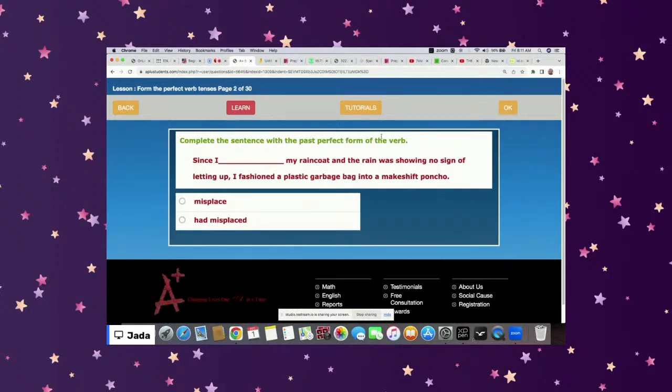Great. So this one also, what's going to be your answer? This is for the past. Since I dash my raincoat and the rain was showing no sign of letting up, I fashioned a plastic garbage bag into a makeshift poncho. So is it misplaced or had misplaced? So had misplaced? Okay.